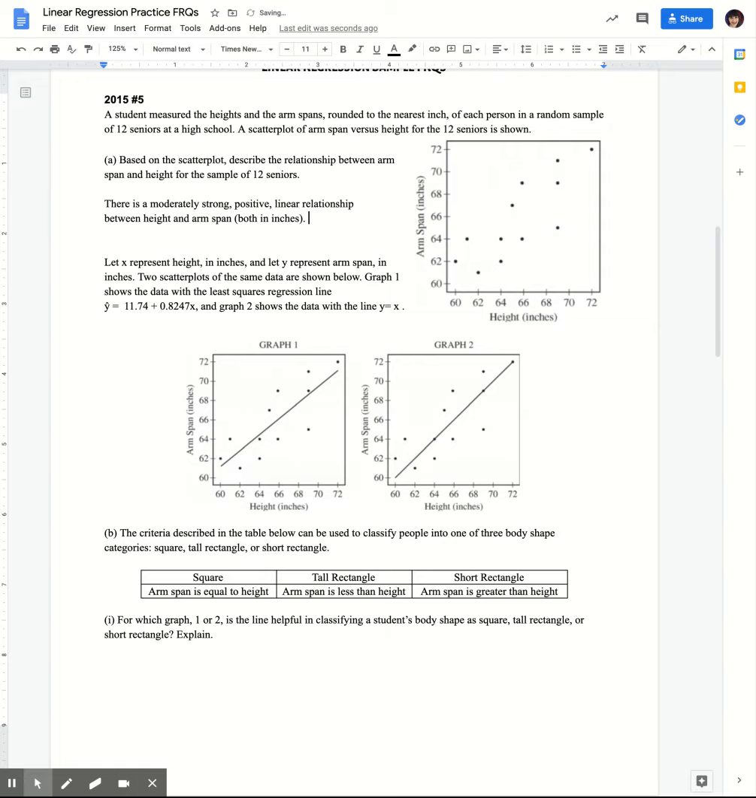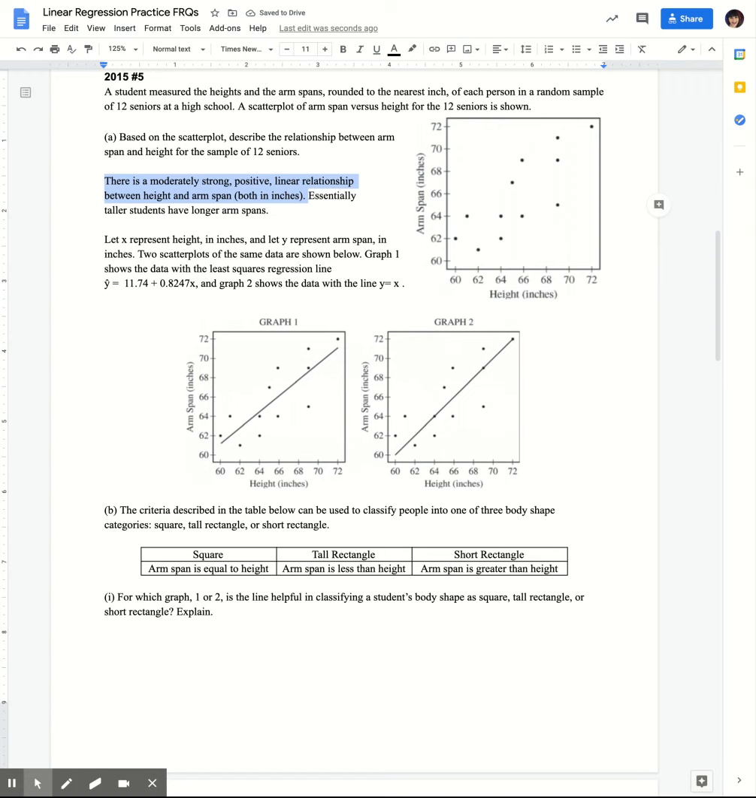Okay, and then it's a good idea to, you could leave it at that, but you could also add a short sentence at the end, just putting that sentence that you just wrote into more layman's terms, which is just that essentially taller students have longer arm spans. Okay, you would get all of the points that you needed just with this first sentence, though. Okay, all right, so let's look at part B.